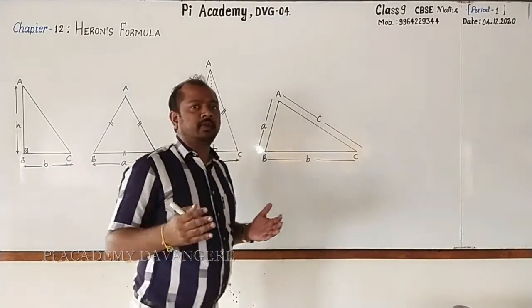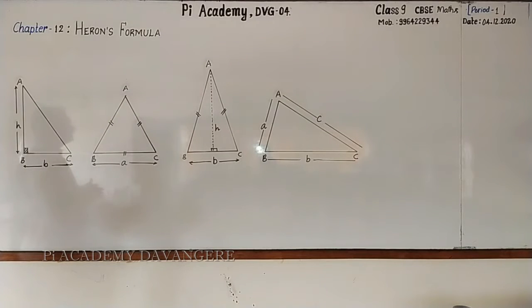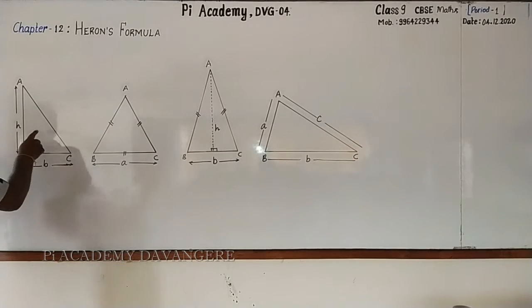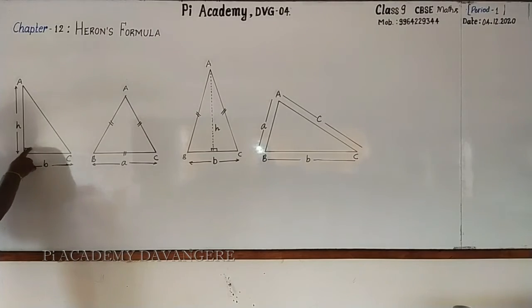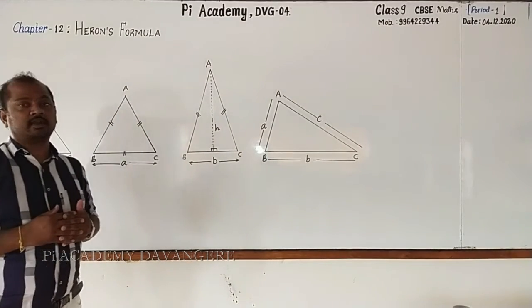In triangles only we have different types based on the sides as well as angles. Now could you tell what type of triangle is the first one? Very good. It is a right triangle or right angle triangle. Means a triangle in which one angle is 90 degrees is called a right angle triangle.